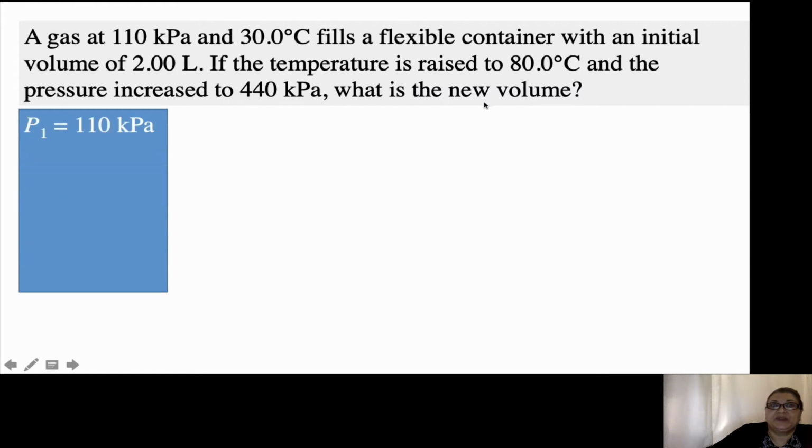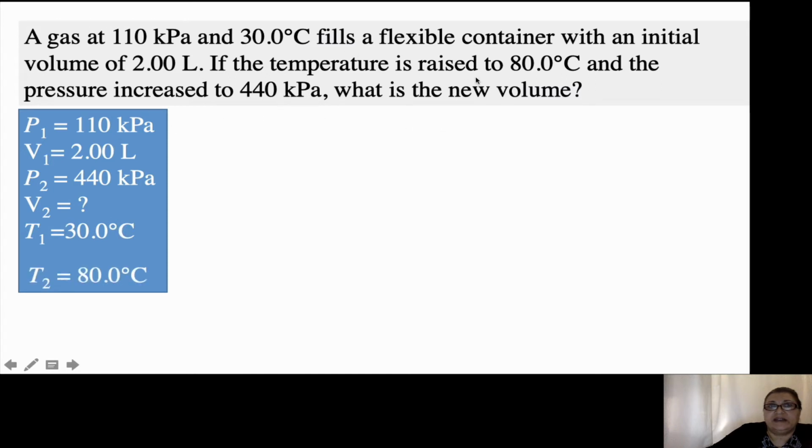So P1 is 110, V1 is 2 liters, P2 is 440, V2 we're looking for, T1 is 30, and T2 is 80.